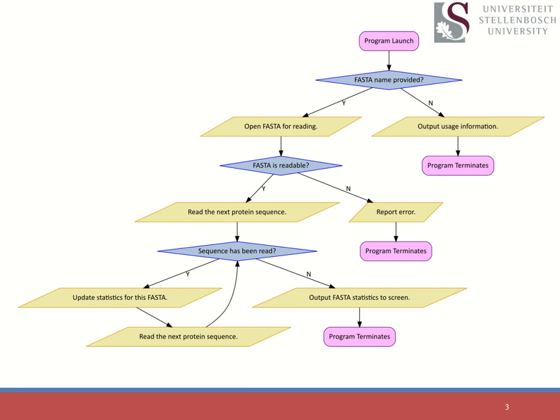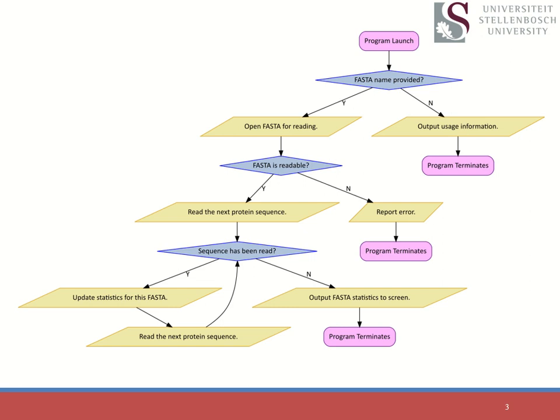So I have used a total of 3 different kinds of shapes on this diagram. We have our little purple blobs. These represent start points and end points. And you can see that although this software is going to start just one way, it has 3 possible ways that it can end.